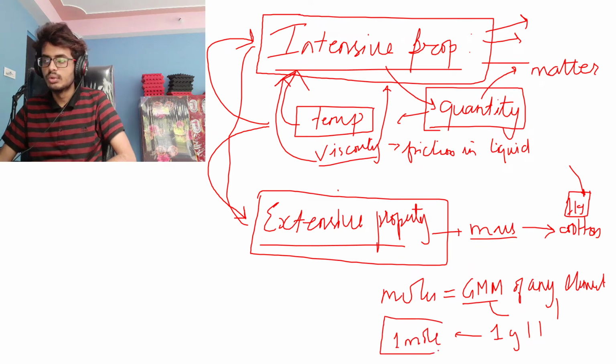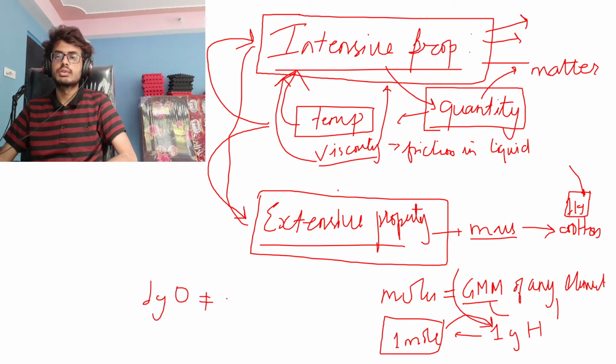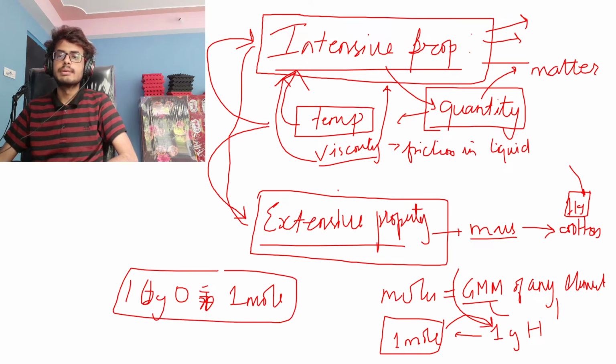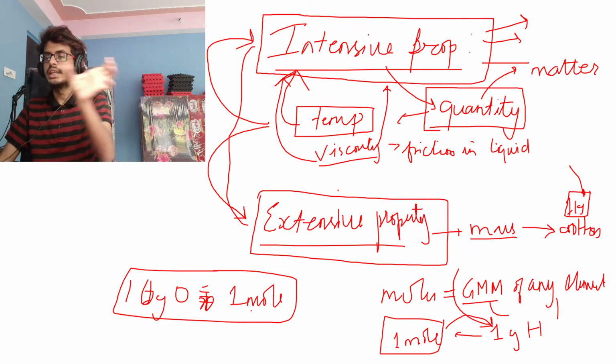So for mole as well, we need a specific amount of mass. 1 gram of every other element is not 1 mole. So 1 gram of oxygen is not equal to 1 mole of oxygen, right? You have to have 16 grams of oxygen to make 1 mole, right? So the mass used in moles, that mass actually makes mole an extensive property.